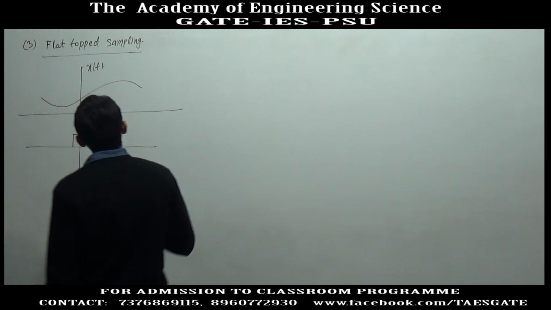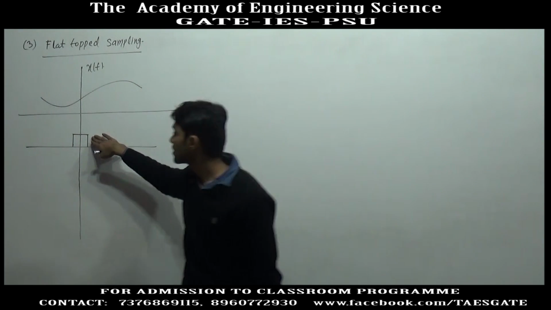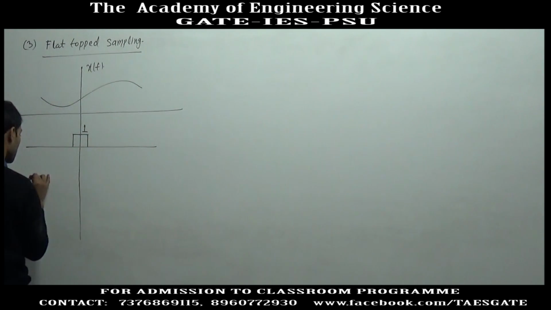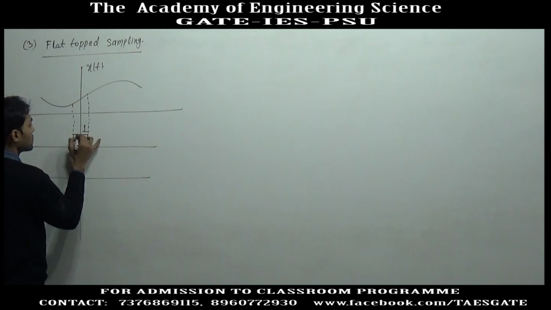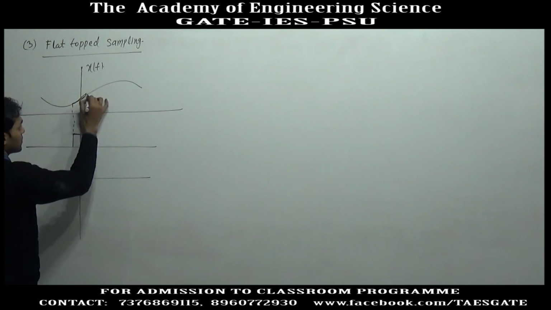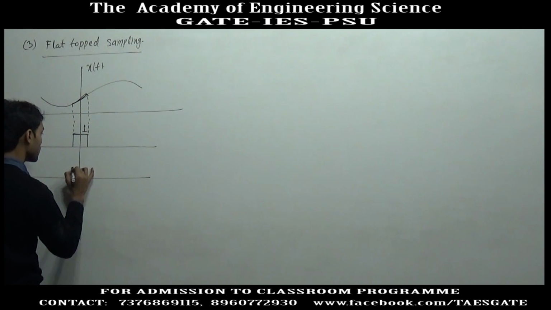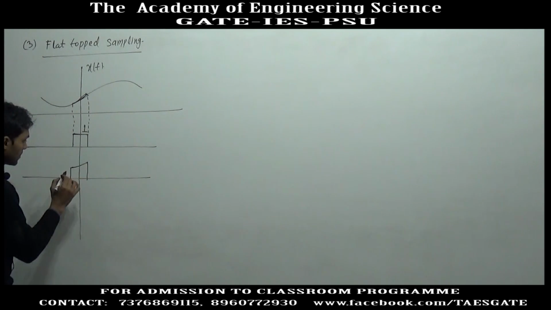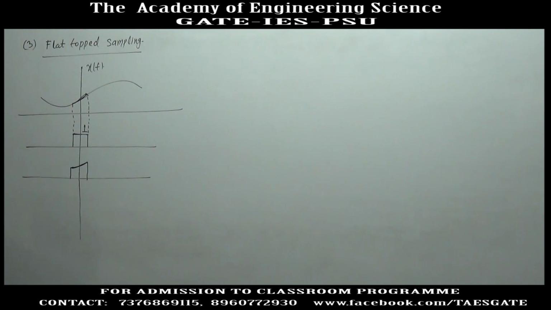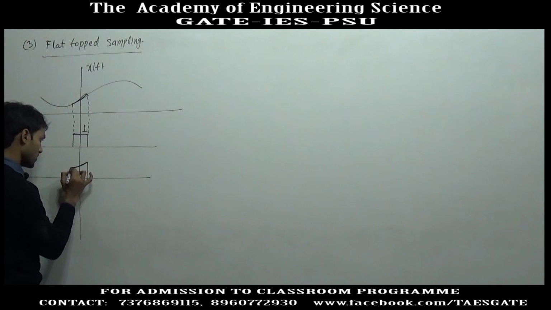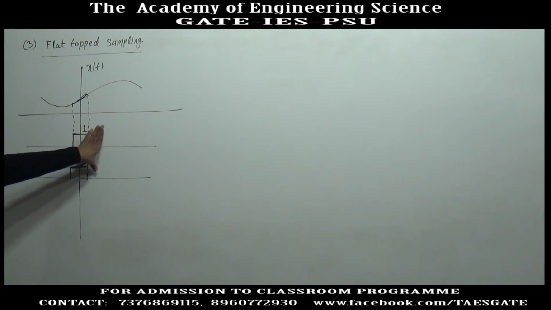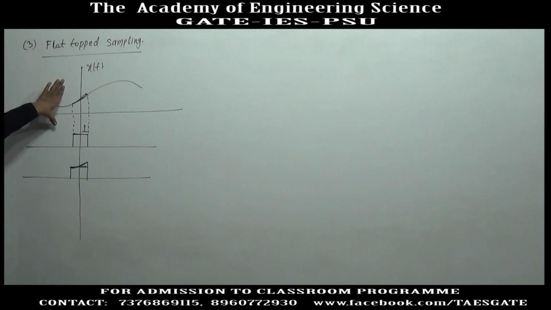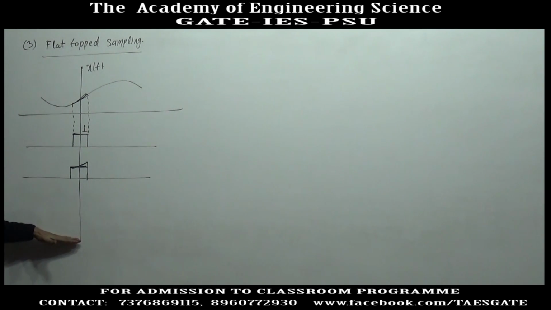In natural sampling, we multiplied x(t) with a rectangular pulse of height 1, and if we multiply these two signals, there will be no change. So, we will get this type of signal here. This signal has varying height, but in flat top sampling we want to get a constant, flat height, this type of signal. So, first I am writing down the sampled signal, not the impulse train or signal with which this x(t) has to be multiplied.